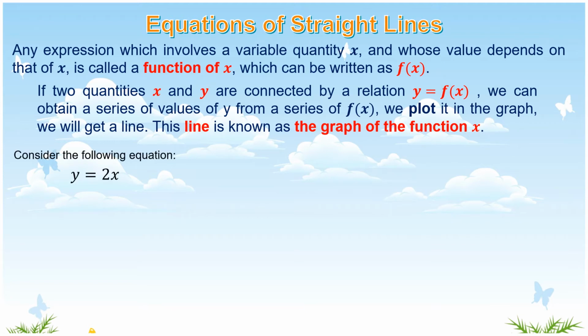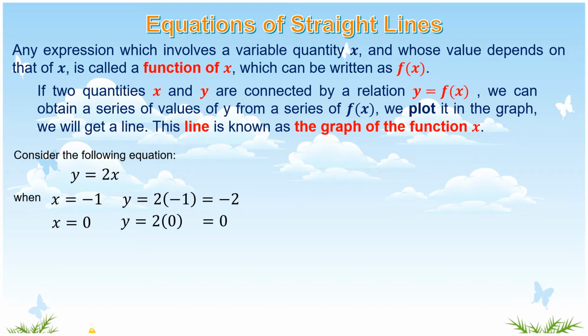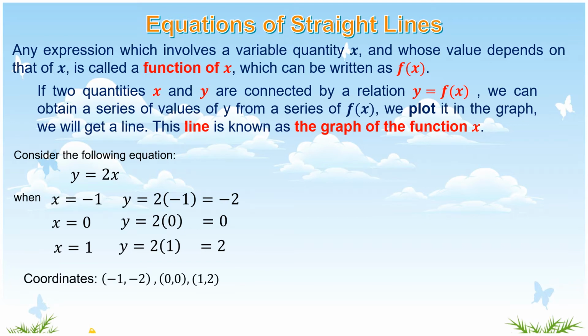Consider the following equation: y = 2x. When x is equal to -1, substituting the value of x, we will be getting y = 2 times -1, which is equal to -2. If x is equal to 0, substituting the value of x, we will be having y = 0. And then if x is equal to 1, we shall have y = 2 times 1, which is equal to 2. And then we have the coordinates (-1, -2), (0, 0), and (1, 2).